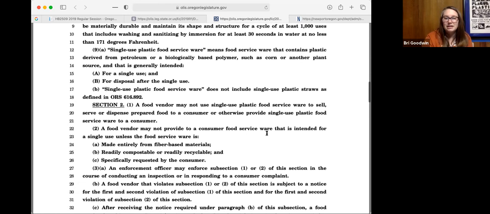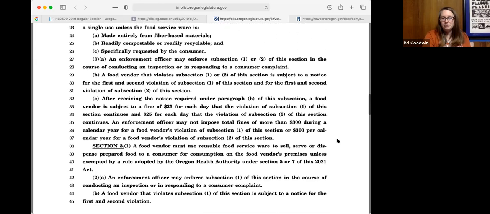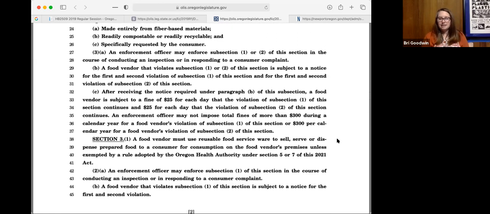And then this bill, I was just going to note, does not include preemption in it. So if a local municipality were to pass a comprehensive foodware ordinance, and then the state passed this bill, their ordinance with that current language would be able to remain in effect.